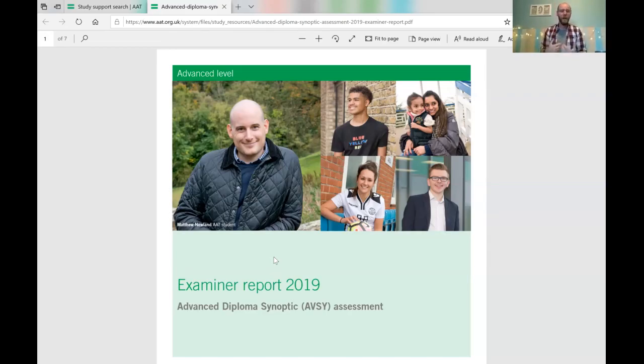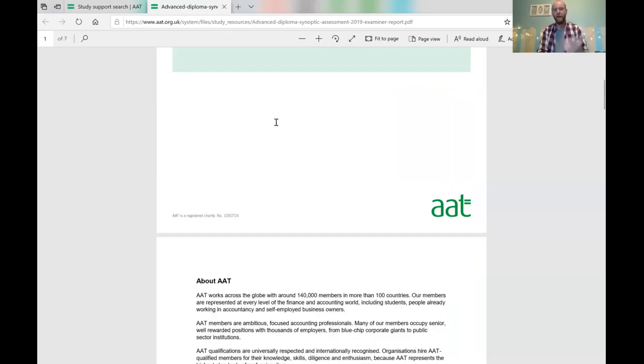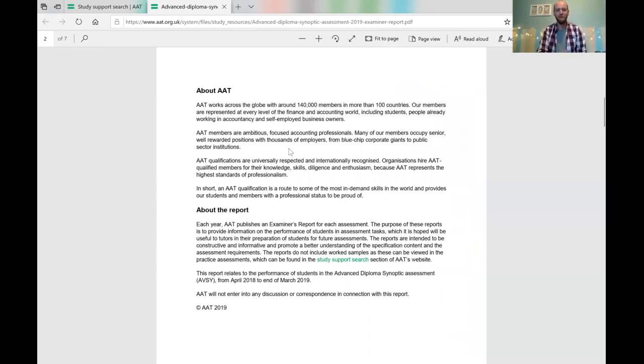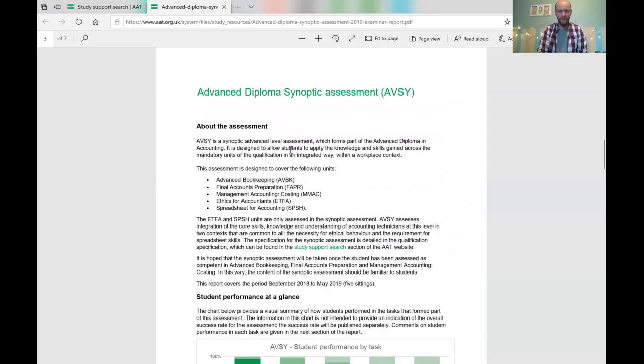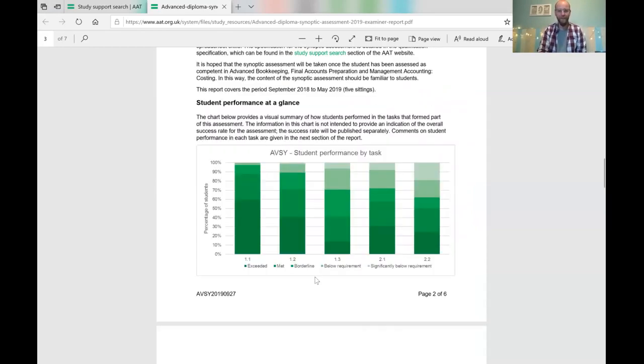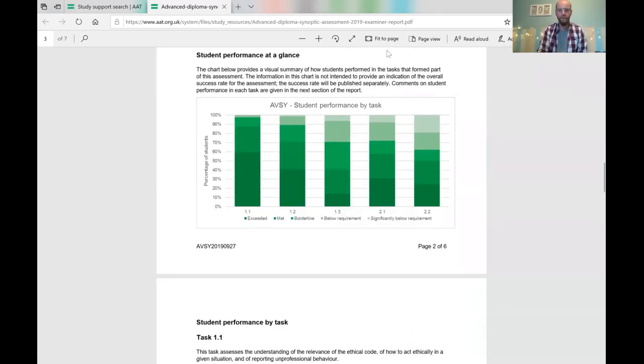So one of the things that I do when I first look at these is I scroll down and have a quick read about what the report is about. But the area that I go straight to is this area here. I'll just make that a little bit bigger so it's nice and easy to see on the screen.